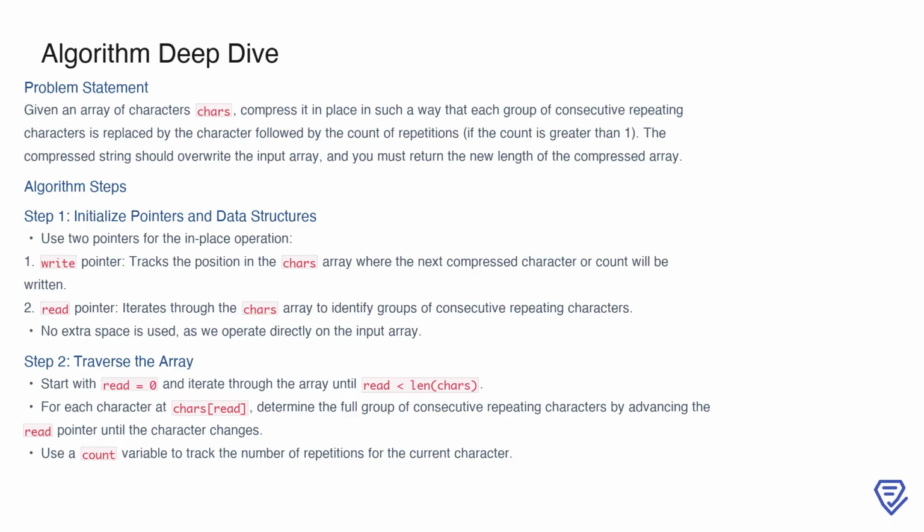To solve this efficiently, we use two pointers. The write pointer determines where we write the compressed output, while the read pointer is used to traverse the array and identify groups of repeating characters. This approach is memory efficient because we directly modify the input array without using any additional space. We start by initializing these pointers and then traverse the array, grouping consecutive repeating characters. A count variable will help us keep track of how many times a character repeats as we move the read pointer forward until a new character is encountered.